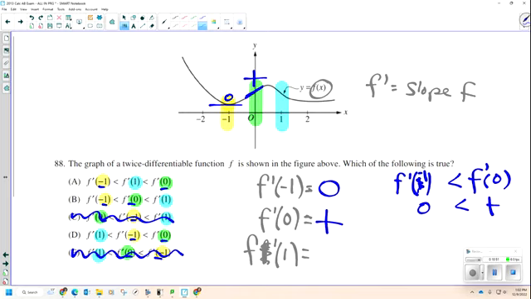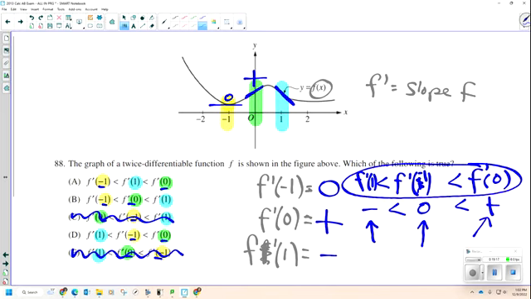So the only question is the derivative at 1. It's a negative slope, so it's negative. So f prime of 1 is actually less than 0 because it's a negative value. Okay, negatives are smaller than 0, and 0 is smaller than positives. So this is how my answer should be: f prime of 1, followed by f prime of -1, followed by f prime of 0. Choice D.